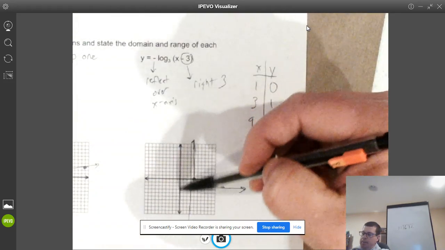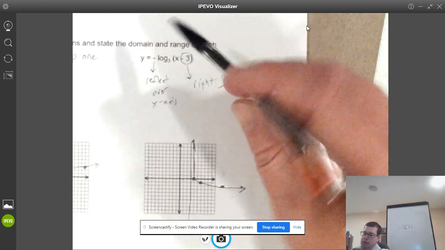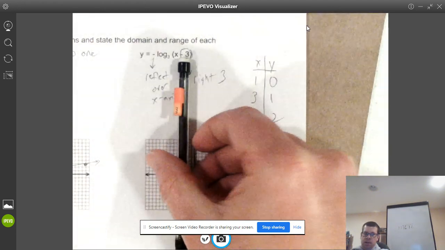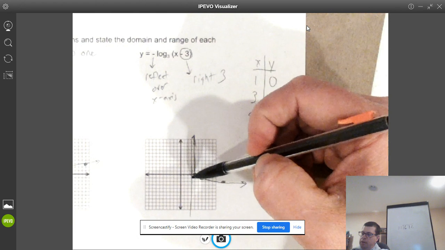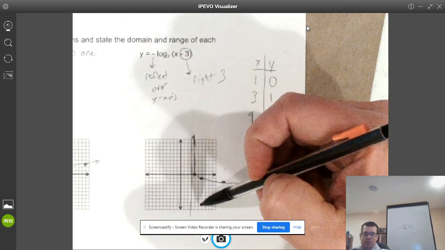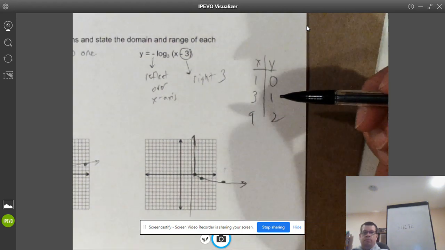And my asymptote here, the y-axis, is not going to get affected by the reflection, because if I take a vertical line and reflect it, it's still the same vertical line. So it's only going to get affected by the shift. It gets shifted right 3 units, so my asymptote is right there at the line x equals 3. And then I connect them with a nice smooth curve.